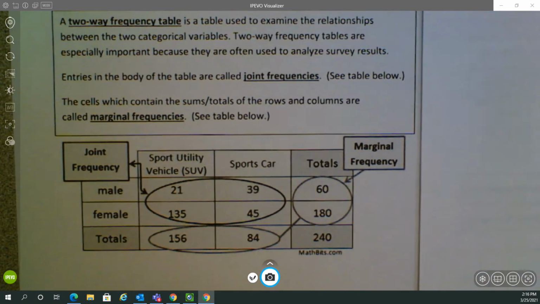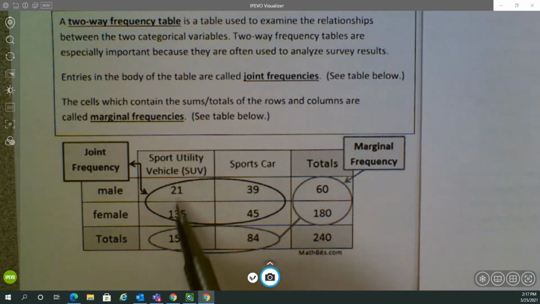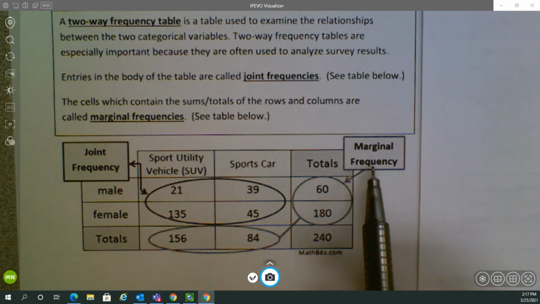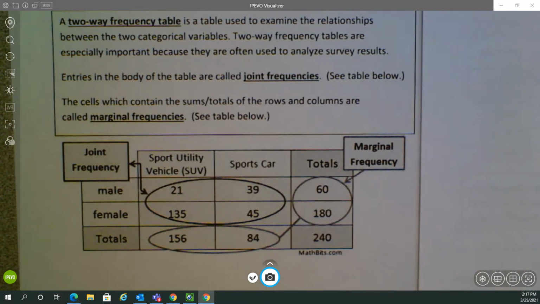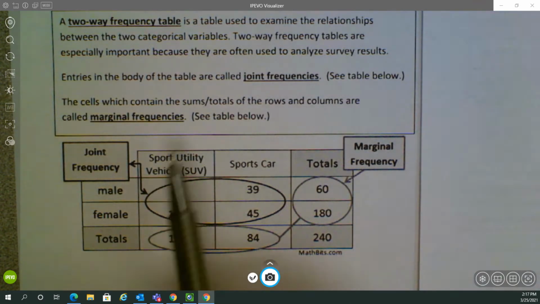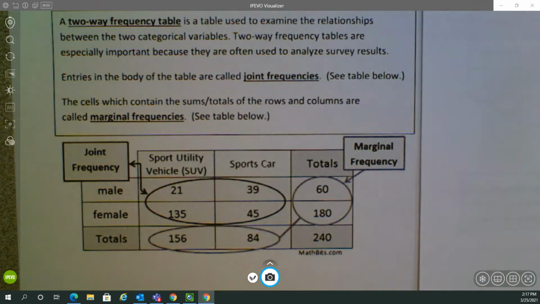Sometimes I want to know totals. So in order to find the total of males, I will add across and find my row total here, the total number of females. And then I can look at my column totals. There are 156 sport utility vehicle drivers and 84 sports car drivers. And notice that these totals occur in the margins. So we call them the marginal frequencies, okay? And they tell you up here, these are the sums and totals of the rows and columns. And also notice here, this is the total of the totals. So I've surveyed 240 people and they're broken down in this way.